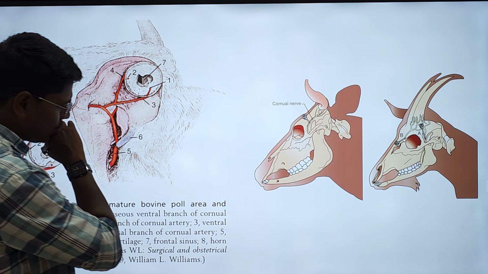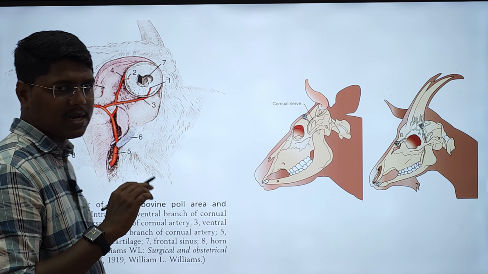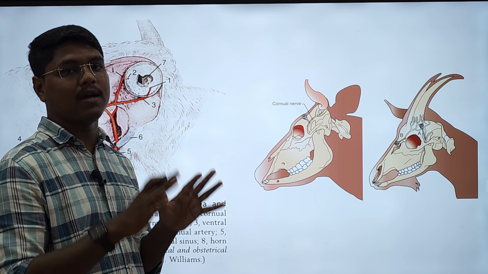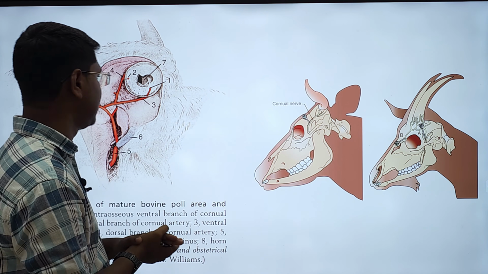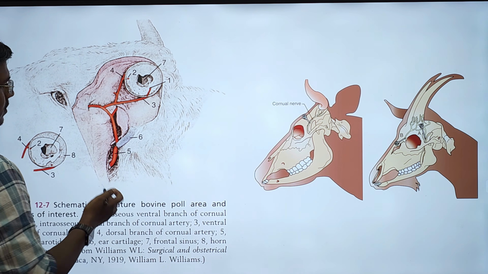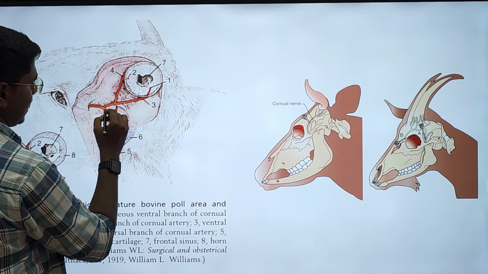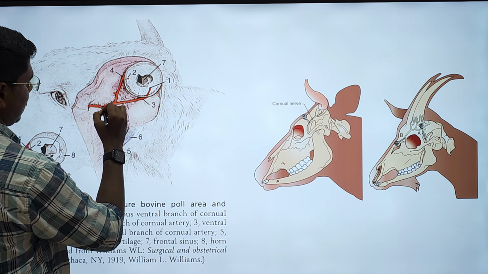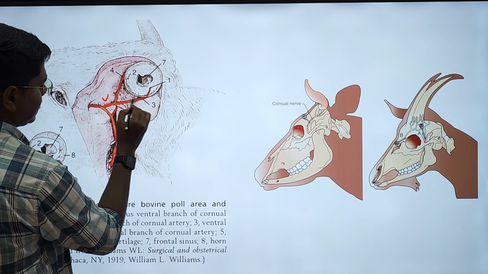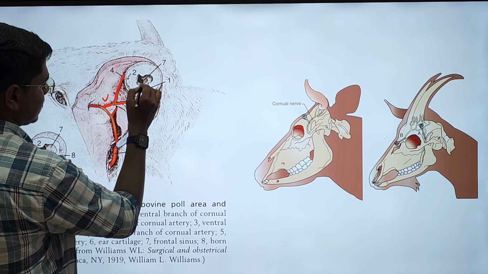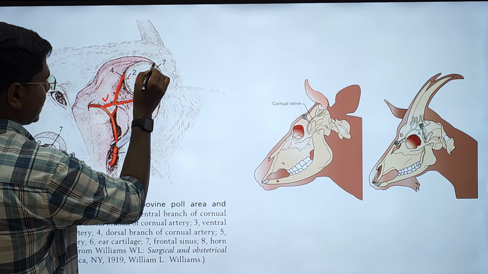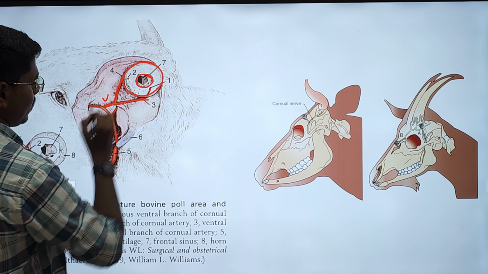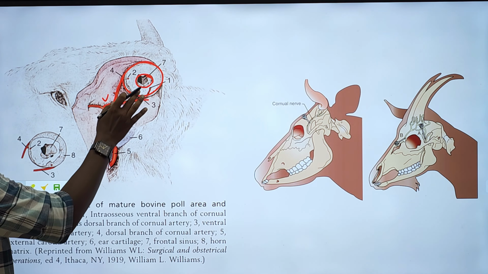Next is the horn. Mostly it is important in case of large animals, large ruminants and small ruminants. This is the basic anatomy. This is the cornual artery, with the ventral branch and the dorsal branch. This is the opening of the frontal sinus. This is the horn.